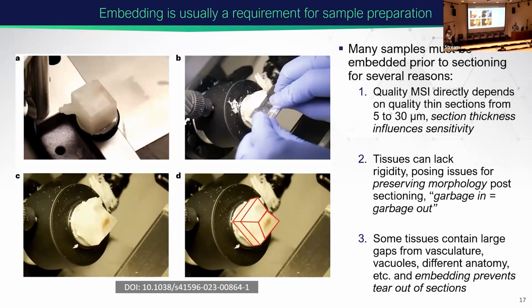You can see here three main reasons why embedding is really important. First, if you want to obtain quality measurements, your sections need to be very flat, and second, relatively thin, and we can talk later in more depth about why they need to be thin. A lot of instruments require conductivity there and transfer of ions to the mass spec. So we are limited to samples that are roughly sections of 5 to 30 micron ideally. And as mentioned here, it really influences sensitivity.